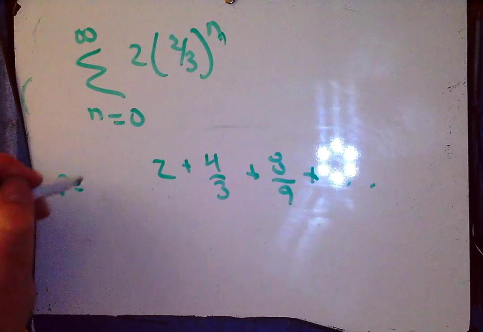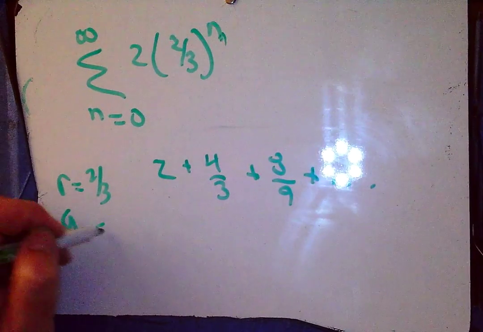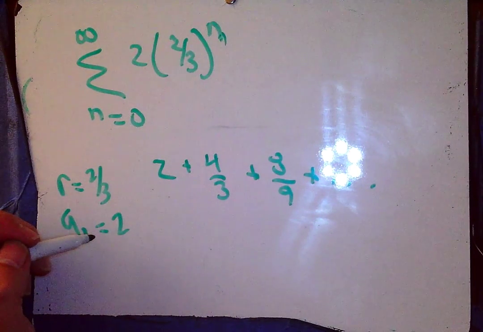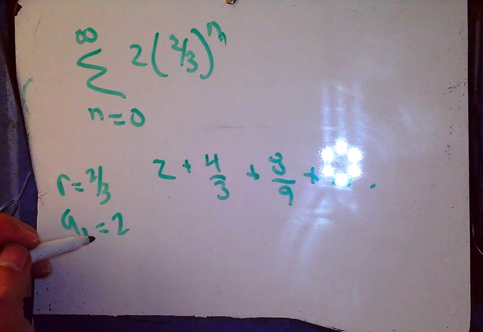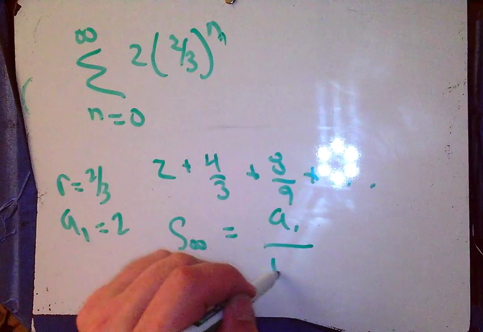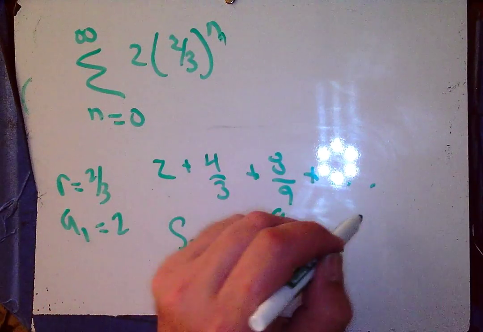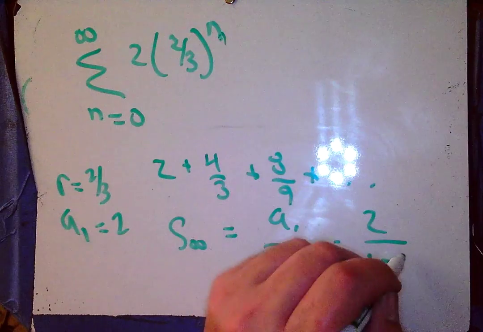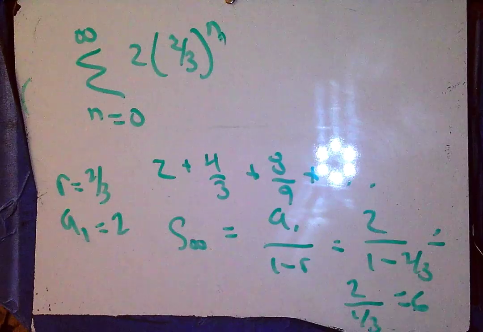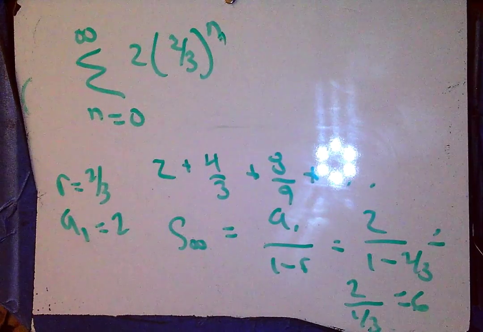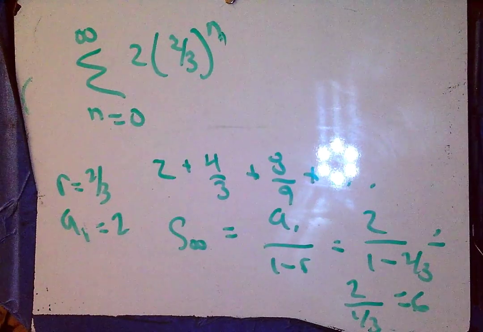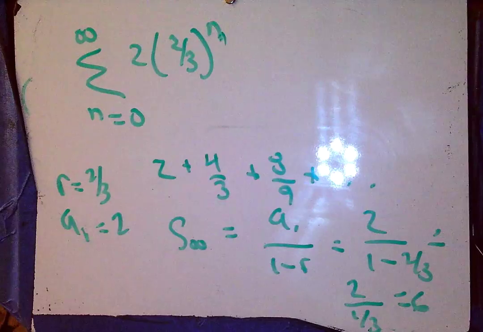I see that my r value is 2/3. I see that my a sub 1 is 2. And I know that if I plug this into the infinite sum formula, a sub 1 over 1 minus r, I'm just going to have 2 over 1 minus 2/3, which is 2 over 1/3, or 6. No suffering. So having a 0 down here isn't a problem for an infinite sum. It's only a problem for a finite sum.